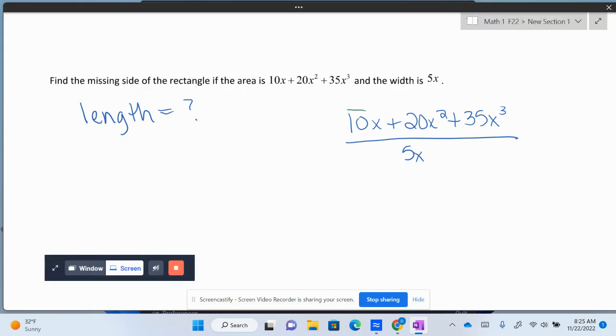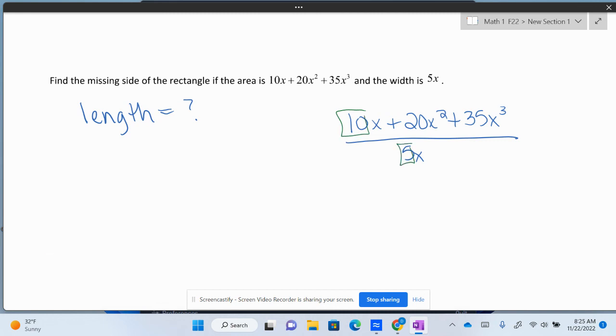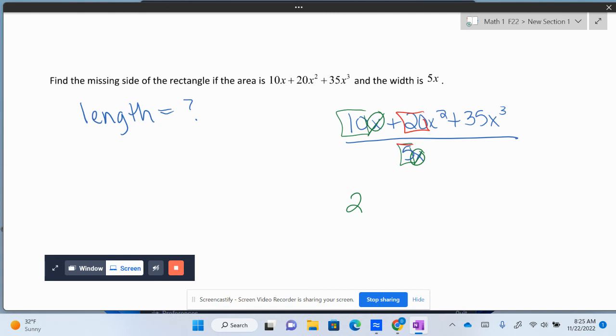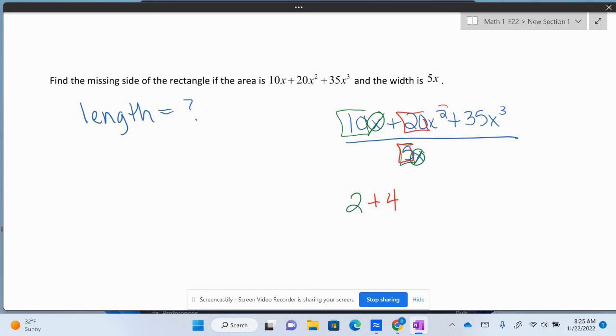Okay. 10 divided by 5 is 2. Do you have more x's on the top or on the bottom? The same. So they do what? Cancel each other out. Now let's look at the next term. 20 divided by 5 is, and it's a positive 20, so plus 4. Do you have more x's on the top or on the bottom? How many more? Okay. 35 divided by 5 is 7. Do you have more x's on the top or on the bottom? How many more?